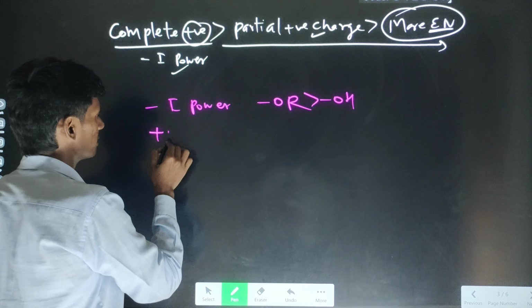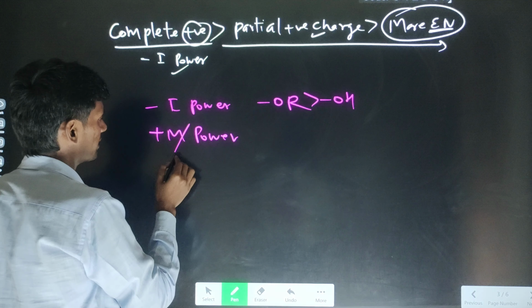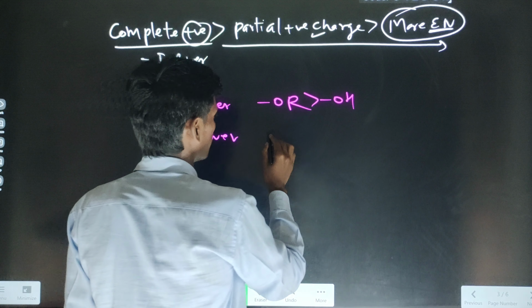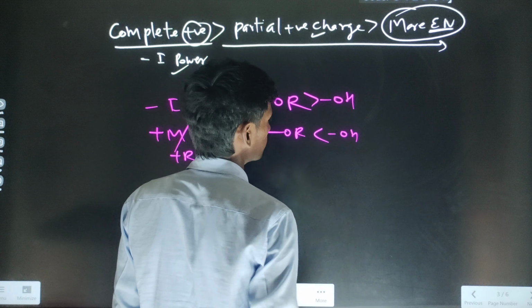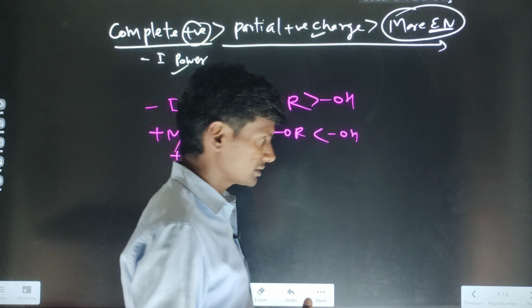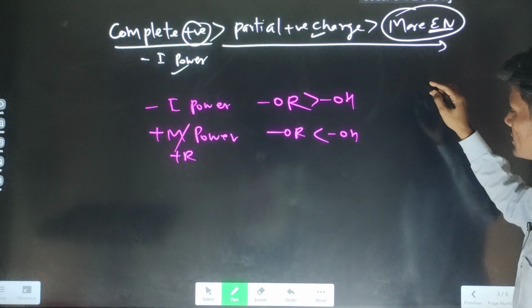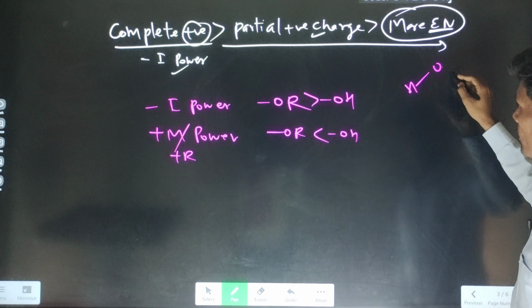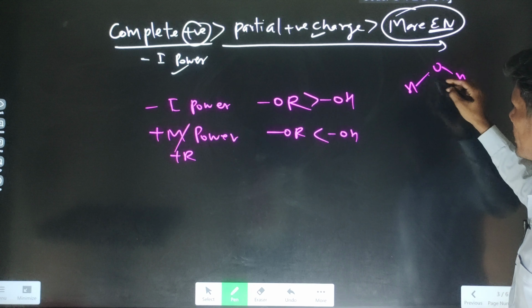But if we talk about plus M or plus R power, then alkoxy group has less plus R power than alcoholic group. Why this concept, how can we say that? So we know, take the example of a water molecule, bond angle is nearly 104.5 degree.